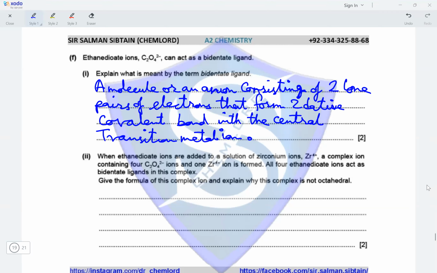When ethanedioate ions are added to a solution of zirconium ions, Zr4+, a complex ion consisting of four C2O4 2- ions and one Zr4+ ion is formed. All four ethanedioate ions act as bidentate ligands in this complex. Give the formula of this complex ion and explain why this complex is not octahedral. So, the formula of the complex is Zr(C2O4)4. The whole charge would be plus 4 and minus 8, which would give us a net charge of minus 4.